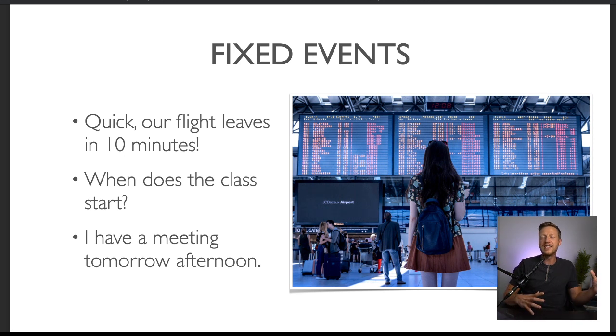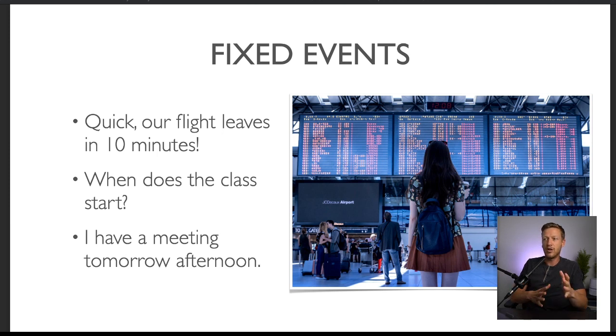Quick, our flight leaves in 10 minutes. What we're doing here is we're talking about a flight in the future, but we're using the present simple. Okay, our flight leaves in 10 minutes. And we use this specifically, the present simple, to talk about the future when there is a fixed event in the future. Usually public transport, flights, classes, meetings, etc.